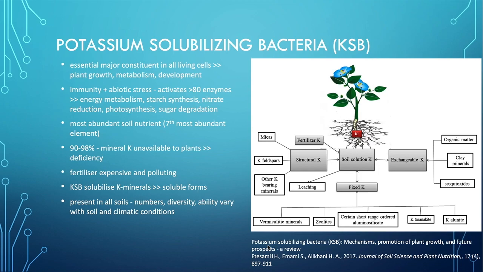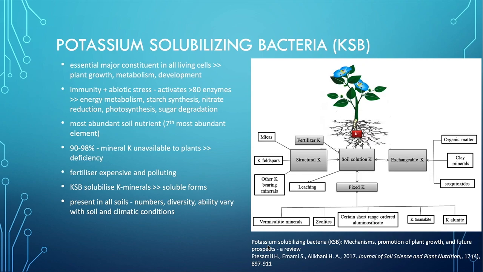So the last cycle we want to look at, or the last mineral that we want to look at in terms of being also a limiting and essential constituent in all living cells, is potassium. So potassium solubilizing bacteria promote plant growth, metabolism and development. And this particular element is also essential in immunity and abiotic stress reduction in plants. So it activates over 80 enzymes and provides energy metabolism, starch synthesis, nitrate reduction, photosynthesis, sugar degradation. So very, very important in how the plant functions.